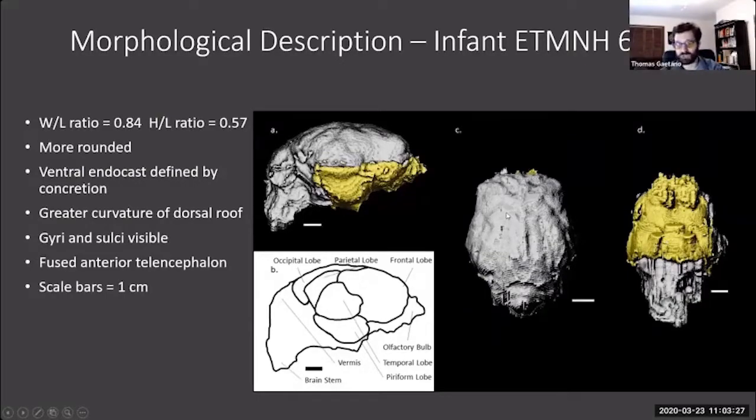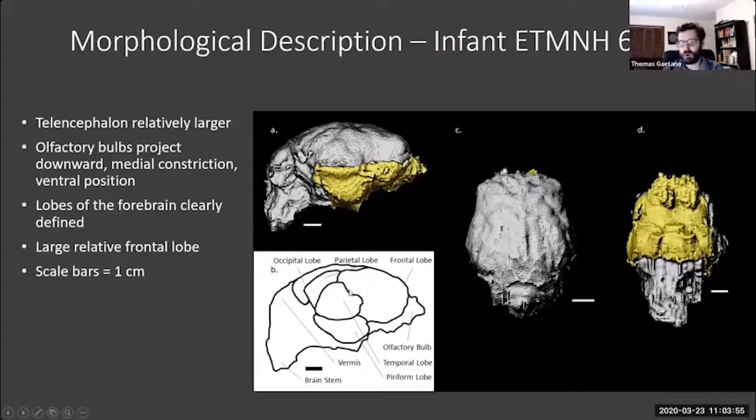Some gyri and sulci are starting to appear, which is the cortical organization, so the folding of that tissue that you think of when you imagine a fresh brain. That appears to have left some impressions on the infant Tapirus endocast, which is pretty cool. The anterior telencephalon is not fused, and those olfactory bulbs are much more ventrally situated in this endocast. The frontal lobe occupies a greater relative portion of the whole telencephalon, and the hindbrain occupies a relatively smaller part.